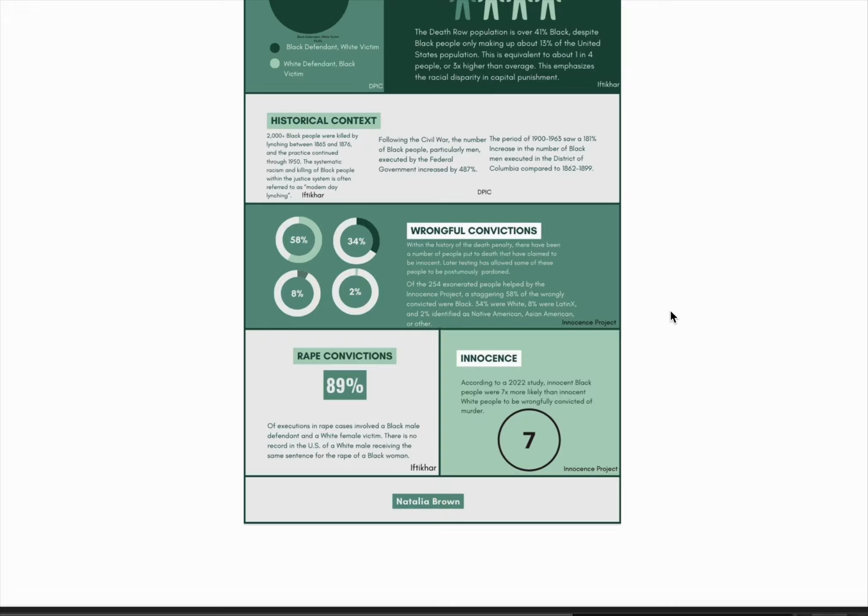Rape convictions. 89% of executions in rape cases involved a black male defendant and a white female victim. There is no record in the United States of a white male receiving the same sentence for the rape of a black woman. Innocence. According to a 2022 study, innocent black people were 7 times more likely than innocent white people to be wrongly convicted of murder.